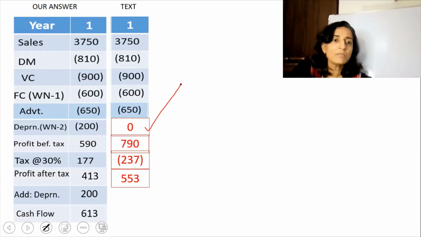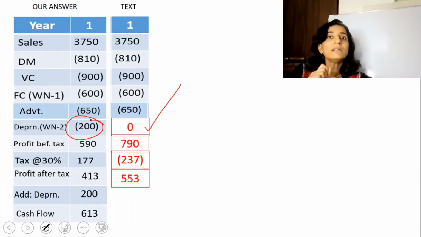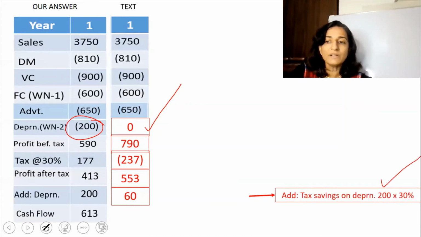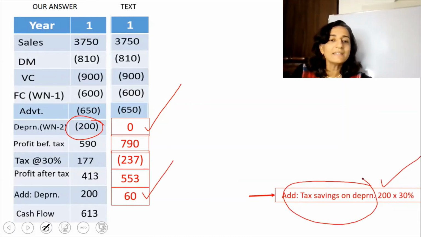So what is the depreciation amount? Depreciation amount is 200. And what is the tax savings? Tax savings is 30% on 200. What is 30%? 30% is the tax rate. So 200 into 30% is the amount of tax that you save, or that you do not pay, because of depreciation. So they have added it back. So that is nothing but 200 into 30%. This is what they have done in the textbook.